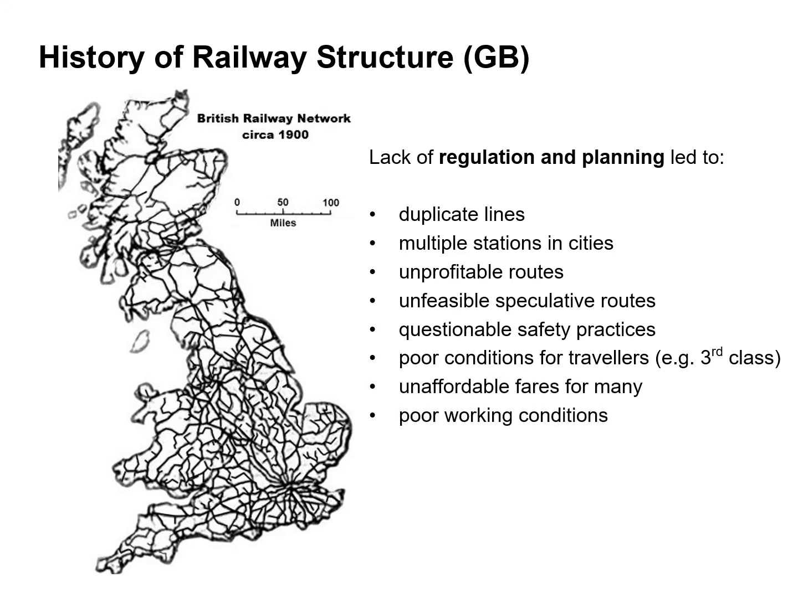So a lack of planning and regulation led to duplicate lines, multiple stations in cities, unprofitable routes, speculative routes, questionable safety practices, poor conditions for travellers, for example third class, unaffordable fares for many, and poor working conditions for those that had to actually work on the railways.